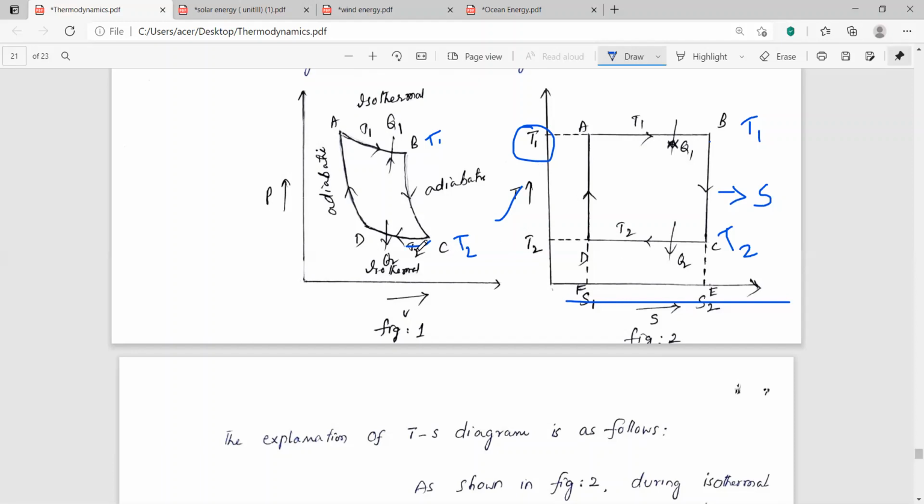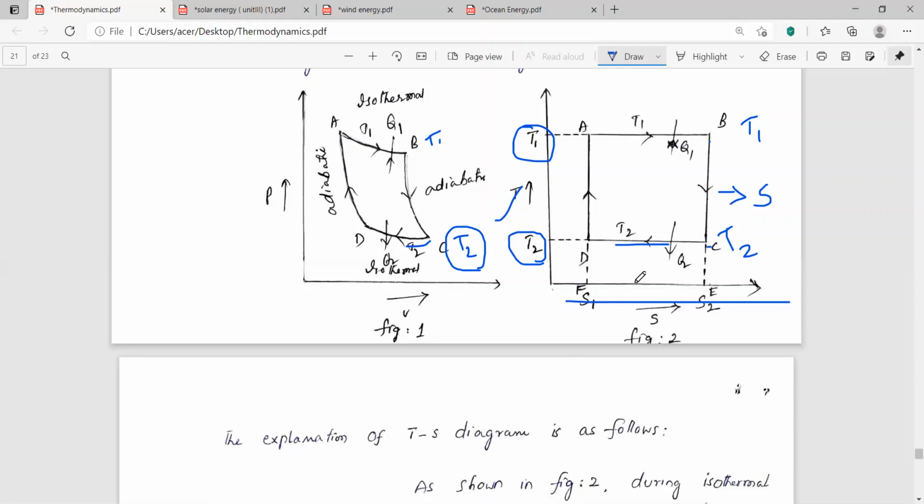Similarly, if you see another process, from C to D in the PV diagram, this indicates isothermal compression. Here in this isothermal compression, the whole process is at the temperature T2. That means temperature is constant at T2. So that is why this curved line will become a straight line in the TS diagram from C to D. This whole process is at temperature T2, so this will become a straight line, and again it is parallel to the x-axis.